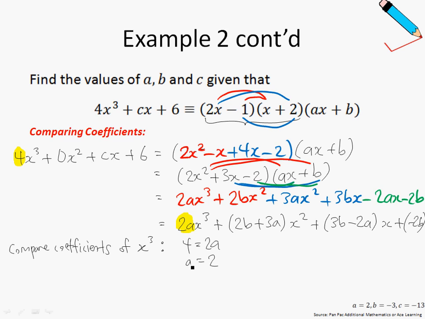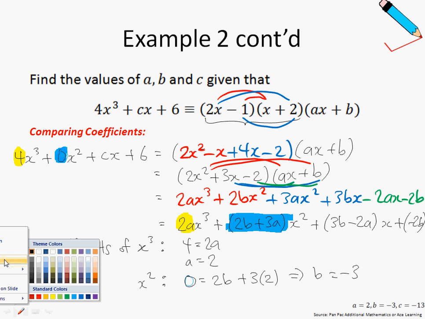Now let us compare the coefficients of x squared, for example. So let's compare the coefficient of x squared, and we can see that on the left we have 0x squared. Okay, and on the right we have 2b plus 3a. Okay, so 0 is equals to 2b plus 3a, and a we found to be 2, and therefore simplifying this, we will have b is equals to just -3. And finally, let us compare the coefficients of x.